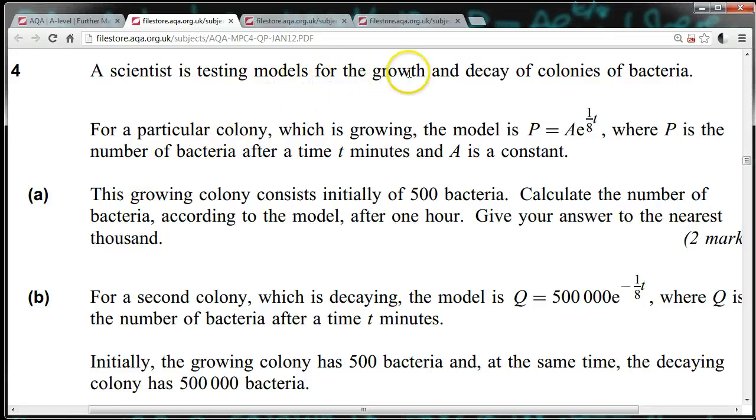A scientist is testing models for the growth and decay of colonies of bacteria. For a particular colony which is growing, the model is P equals A e to the T over 8, where P is the number of bacteria after a time T minutes and A is a constant. This growing colony consists initially of 500 bacteria. Calculate the number of bacteria according to the model after 1 hour. Give your answer to the nearest thousand.